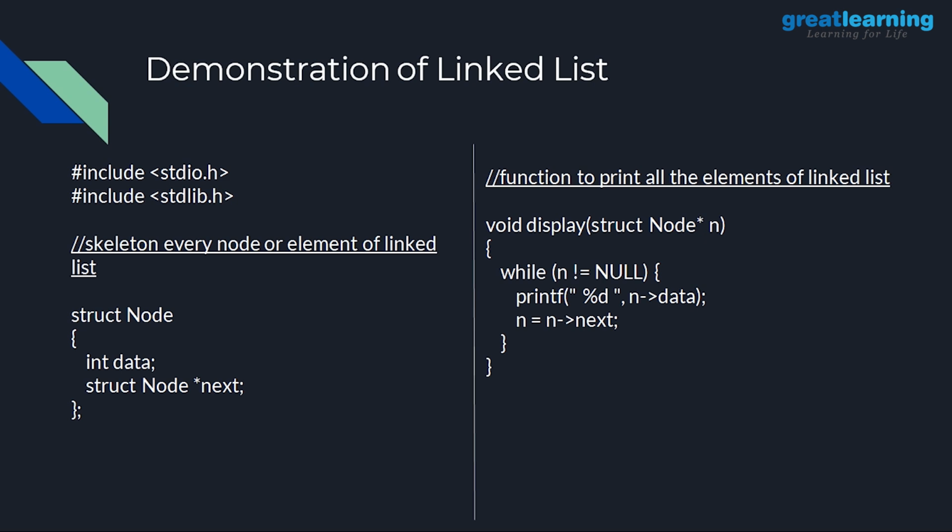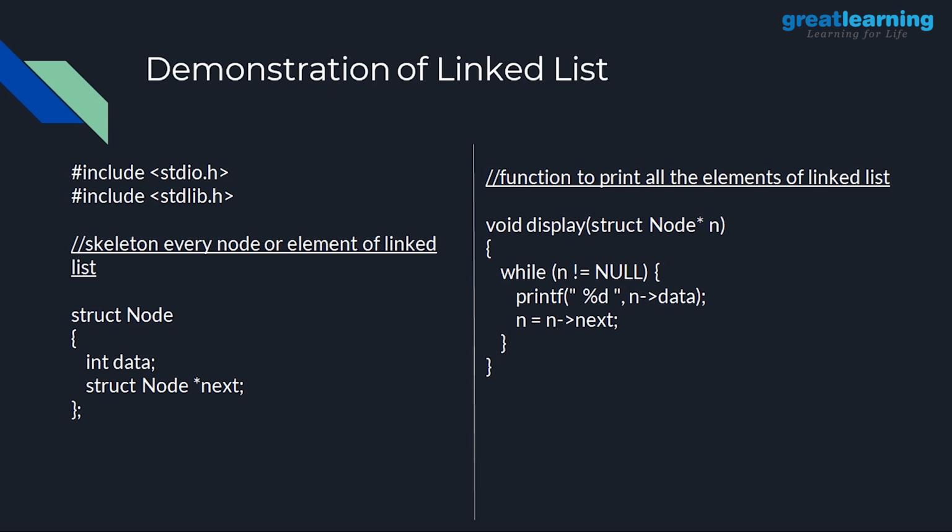What is the skeleton of node, right? The structure is defined here of type node, wherein there are 2 elements. One is data and another is the address part, which is of type node, the pointer. Then how would we traverse? Here we have given a display function, which takes as argument a pointer of type node.